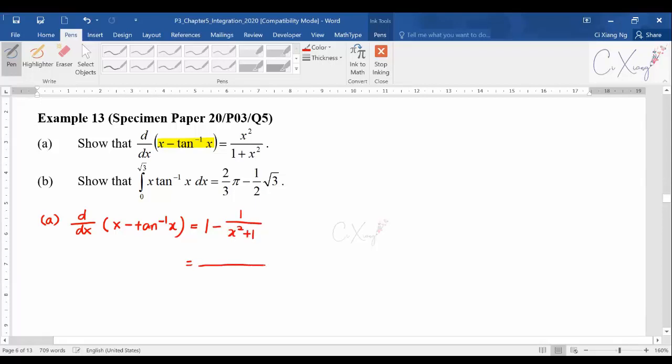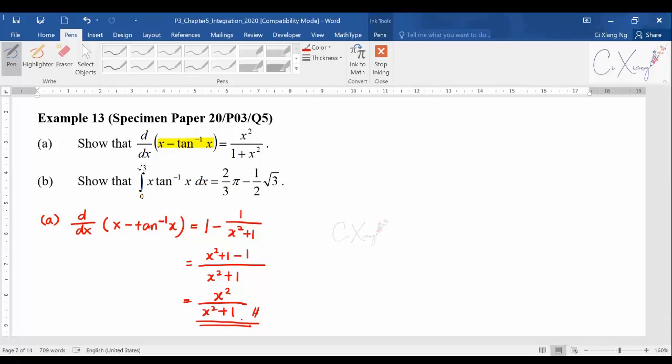Then I combine these two terms into one fraction. You have x squared plus 1 and minus 1 here, and if you simplify it, you get x squared over x squared plus 1. So to me, I think this is quite simple. It is not hard actually.